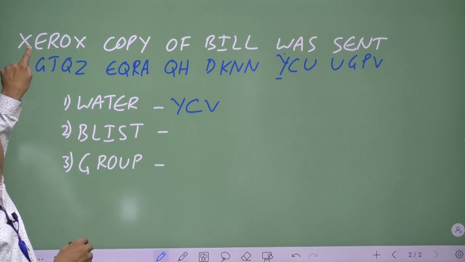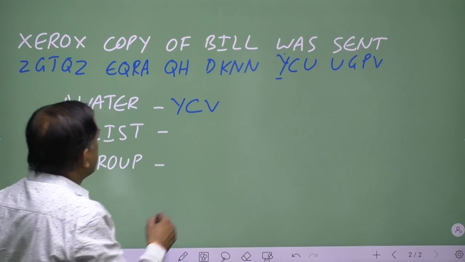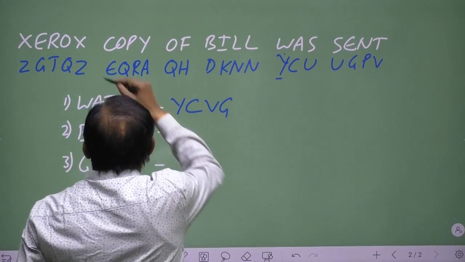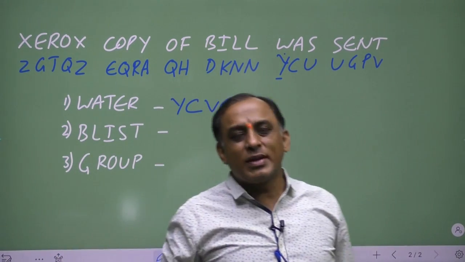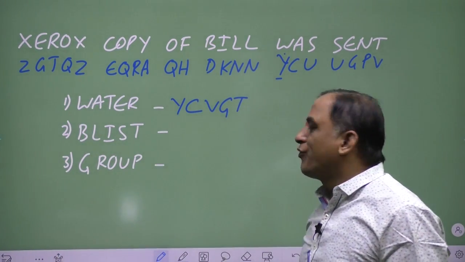And E, in the first word, E is there. E is coded as G. And R is coded as T. So according to the question, water is coded as YCVGT.